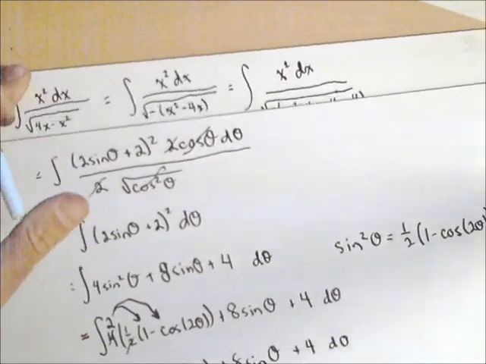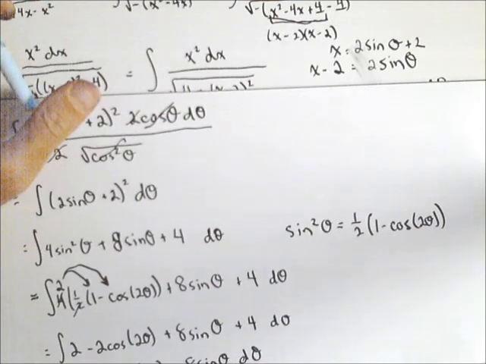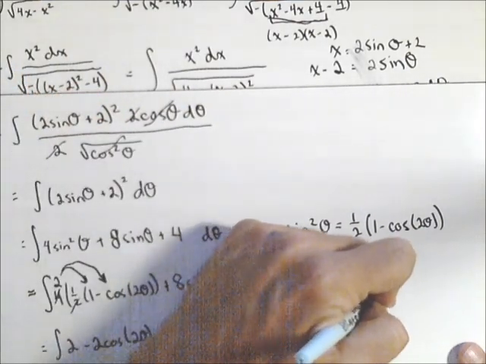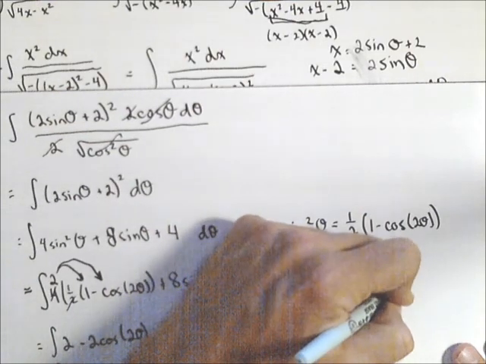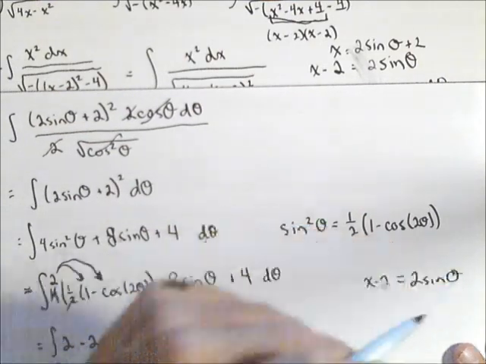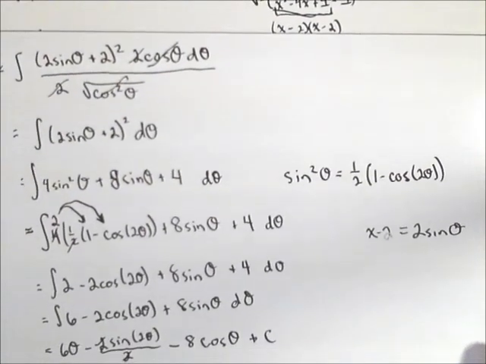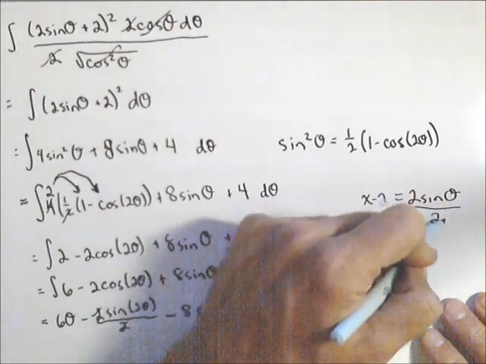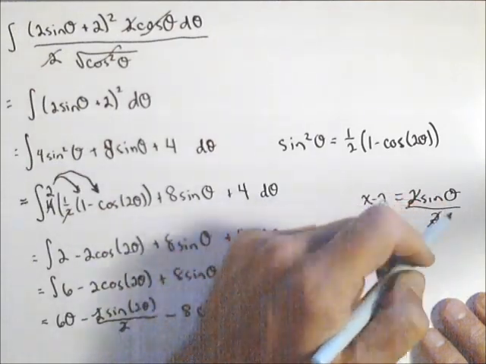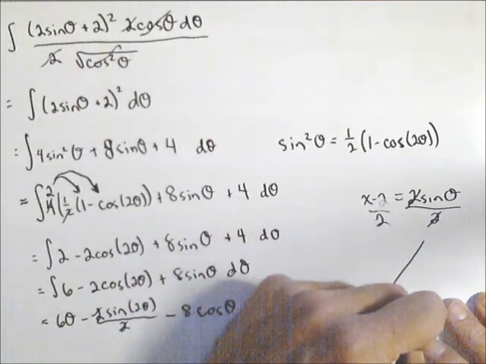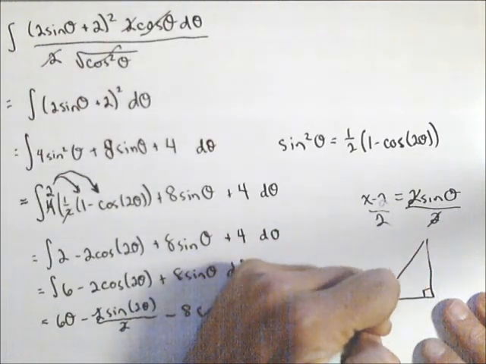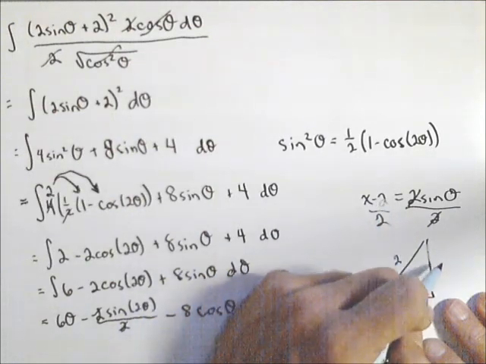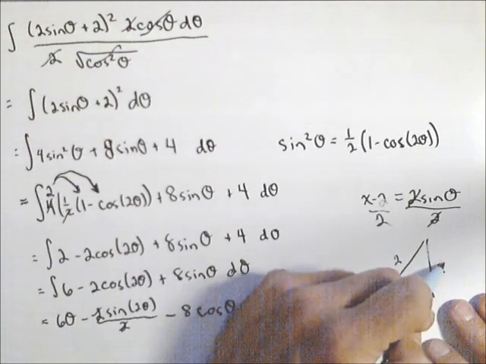So let's go back to our original substitution. We know that x minus 2 equals 2 sine theta. So we're going to use that piece of information, and we divide by 2, and I like making a right triangle. It's not the only way though. Here's my right angle. I'll call this one theta. Sine is opposite over hypotenuse, so the hypotenuse is 2. The opposite side would be x minus 2.